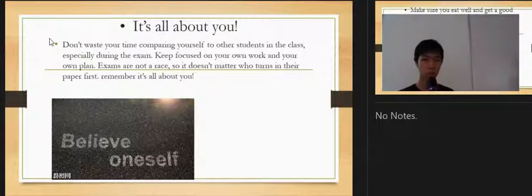Next is all about you. Don't waste your time comparing yourself to other students in the class, especially during the exam. Keep focused on your own work and your own plan. Exams are not a race, so it doesn't matter who turns in their paper first. Remember, it's all about you.